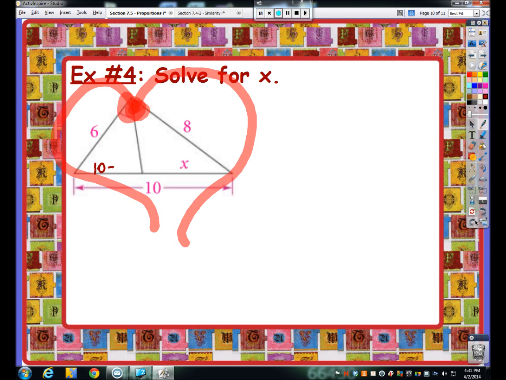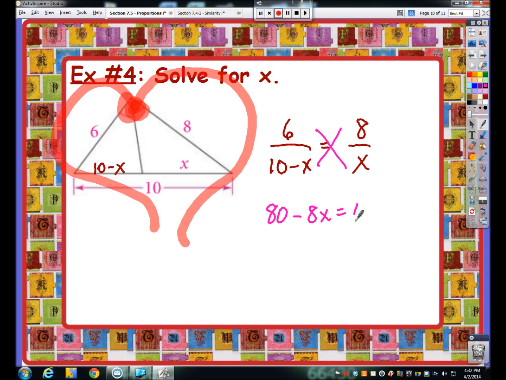So now I can set up here and say 6 over its little segment piece, which is 10 minus x, is equal to the other way around would be 8 over the x. Can I simplify anything before I solve? Not really. Cross multiply, just make sure you distribute with the 8. So I get 80 minus 8x equals 6x. Add the 8x over, and we're going to divide by 14.